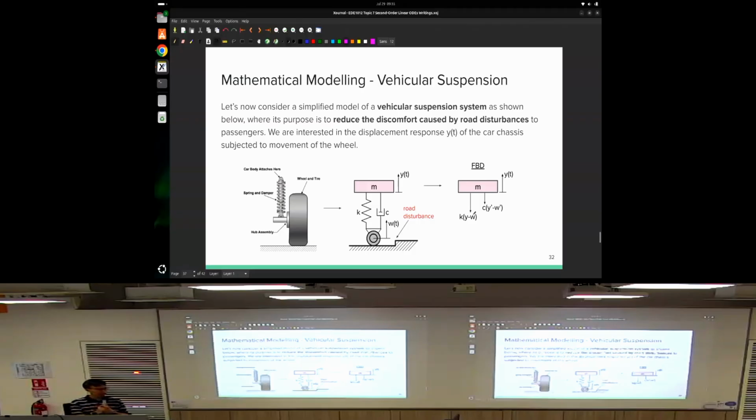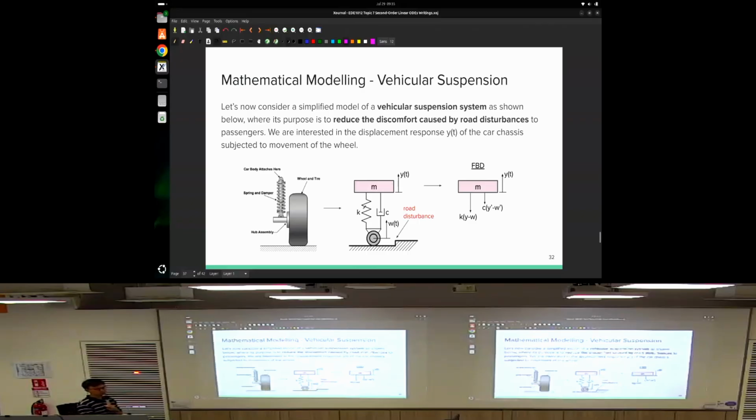y minus w. So you have to think logically. Why is it y minus w? Why is it not just ky? Because if your y and w, the wheel and the chassis, move by the same amount, then practically you are not changing the compression length of the spring.